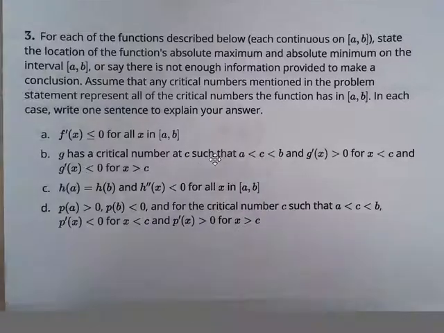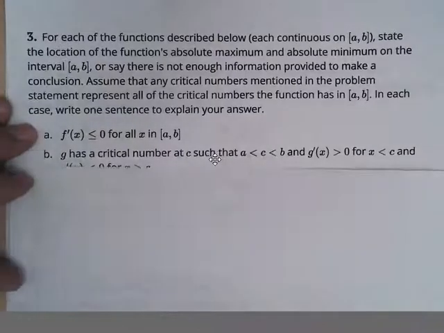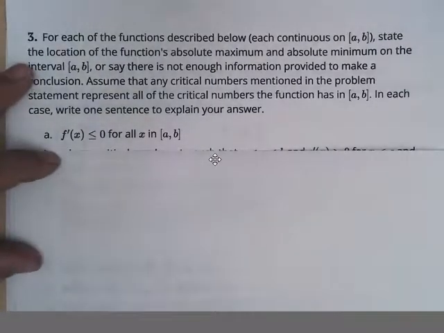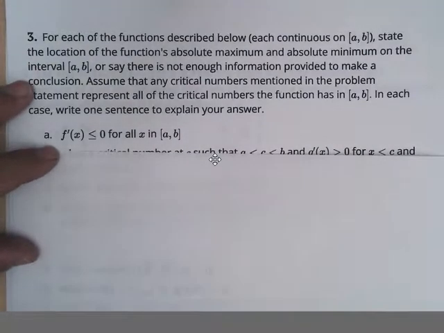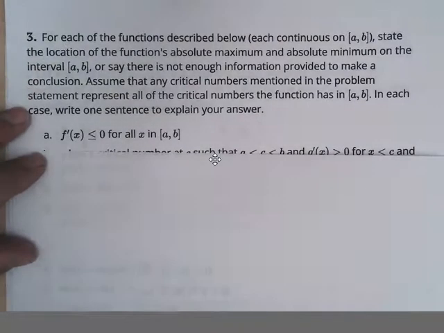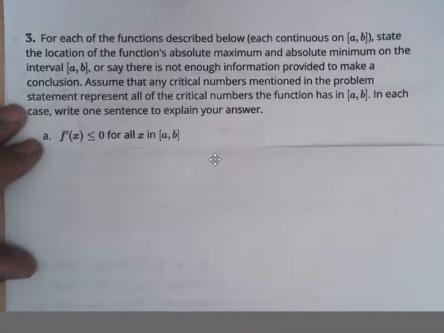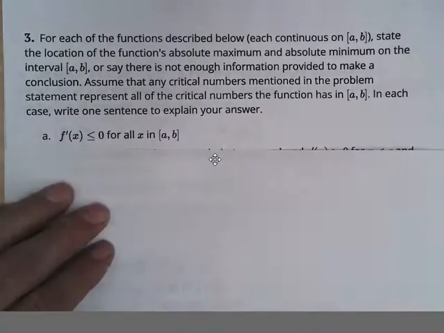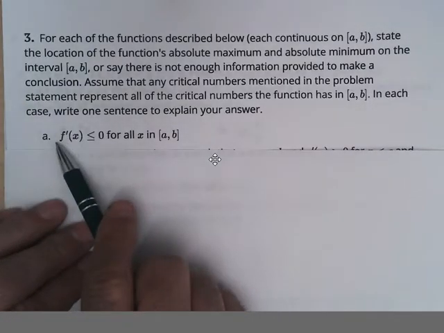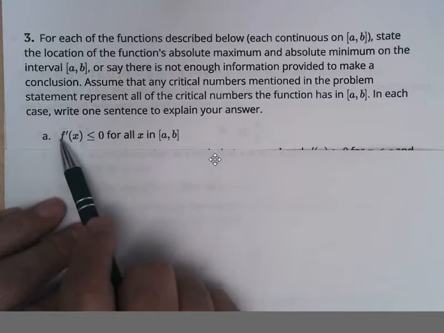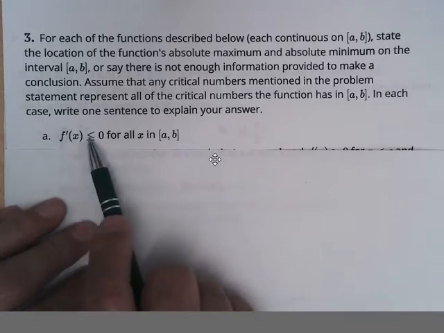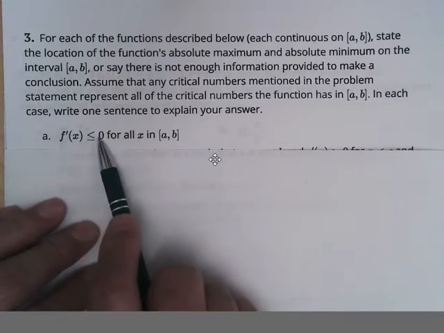Number 3. For each of the functions below, state the location of the function's absolute max and minimum on the interval of A. If not enough information, say so. Assume that any critical numbers mentioned in the problem statement represent all the critical numbers of the function on the interval from A to B.